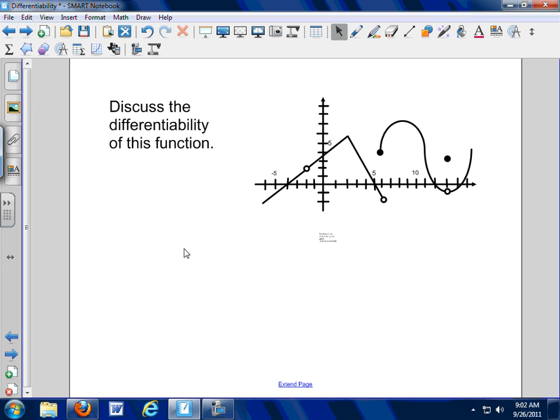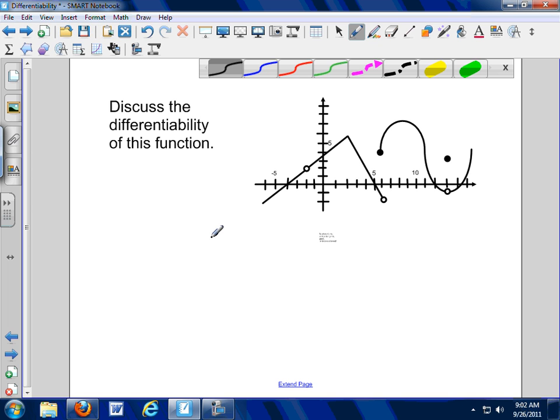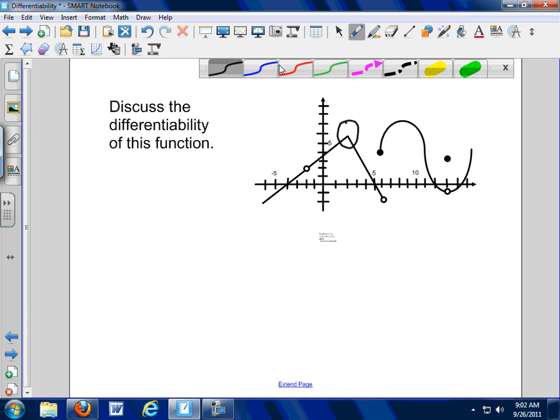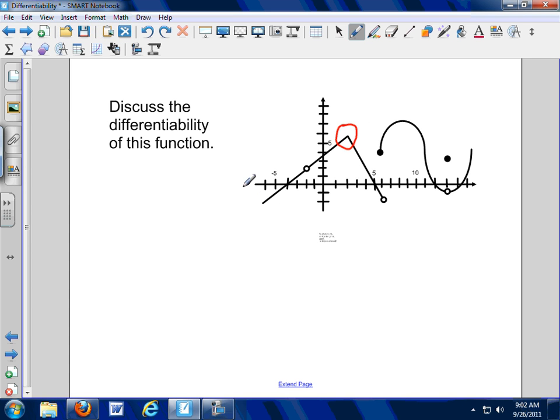Okay. So let's discuss the differentiability of this function. As we move along here, are there places where you'd say, "Oh, got a problem"? One place you're paying attention, right there. Right there, sharp turn. Agree? I think so. Again, in this way I've got a negative slope, that way I've got a positive slope. So right here we're going to have an issue.